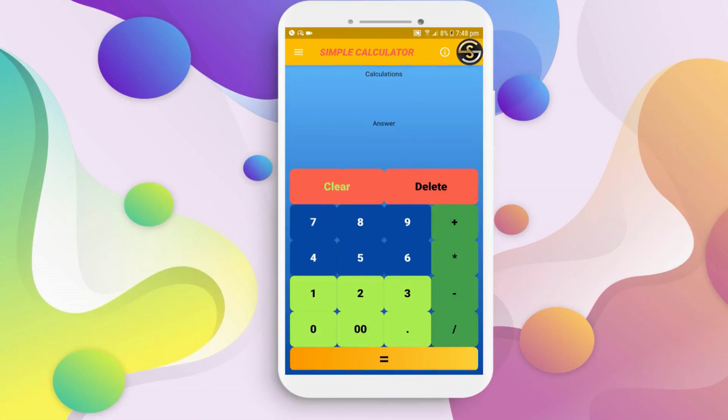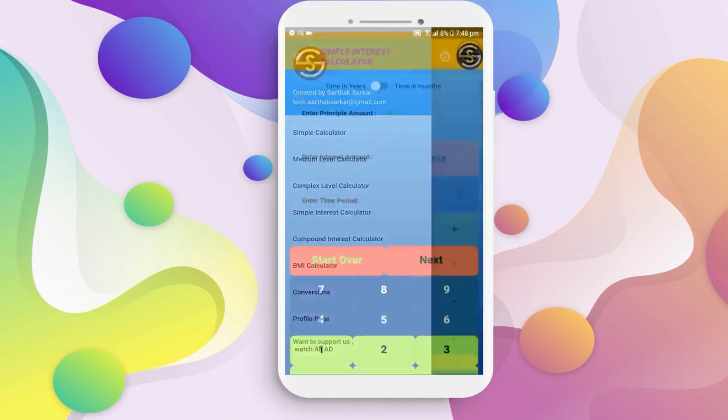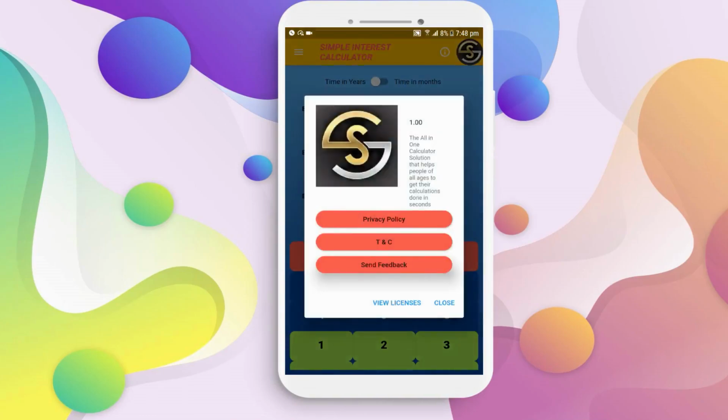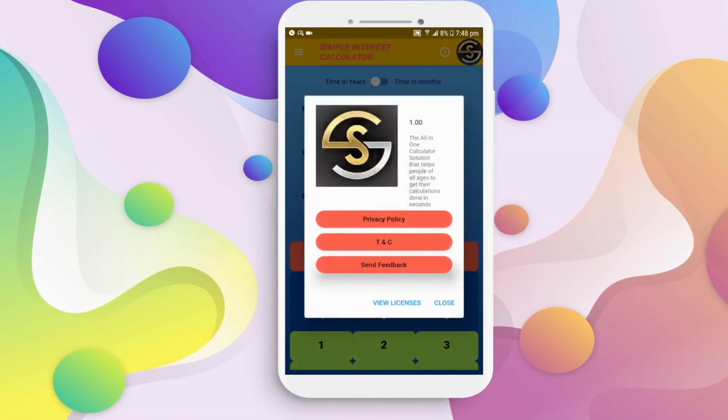Lastly, on all of the pages on the top bar, you can see an I button, which will display our privacy policies, terms and conditions, and again a send feedback button along with the licenses that we have used. Whenever you use our application, you agree to our privacy policies and terms and conditions for the application.